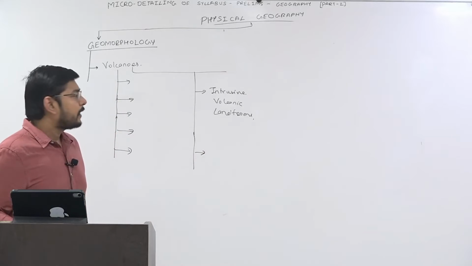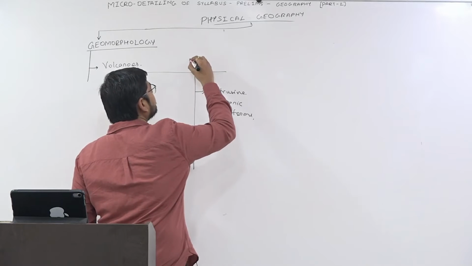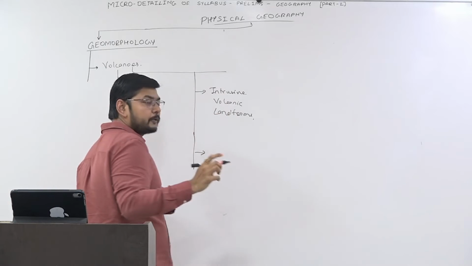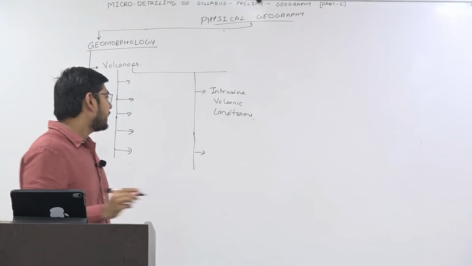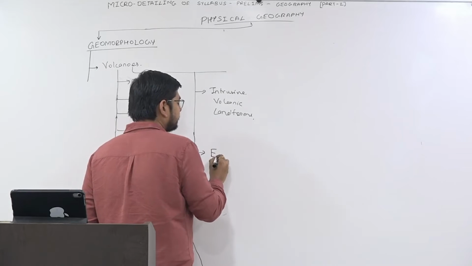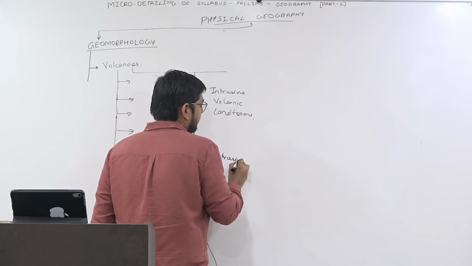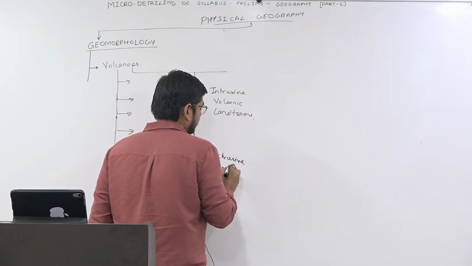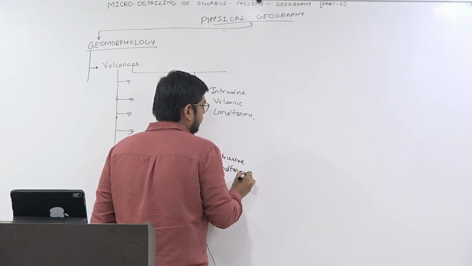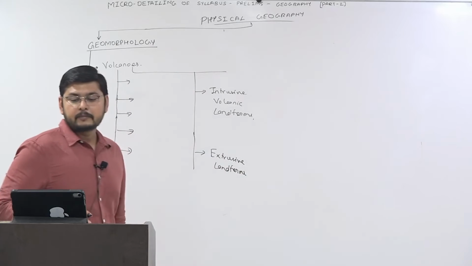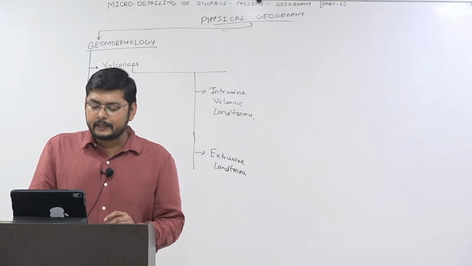Basically this is part of the volcanic landforms. Okay, so there are two types. First is intrusive and second is extrusive. Extrusive volcanic landforms, we will study in quite detail.